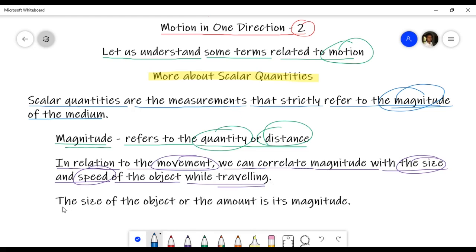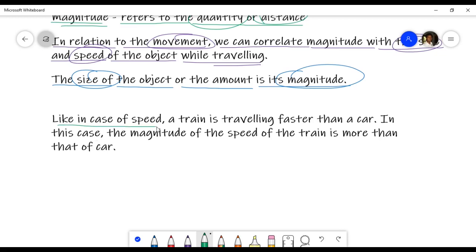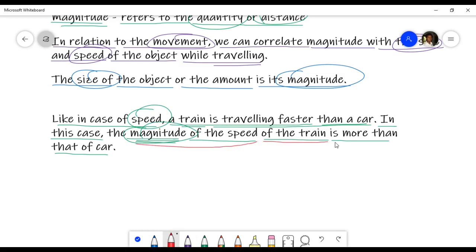So the size of the object or the amount is its magnitude, like the example we saw: weighing plate, 10 kilogram. So 10 kilogram is the magnitude. Like in the case of speed, a train is traveling faster than a car. In this case, the magnitude of the speed of the train is more than that of the car. So what's the magnitude? The size of the object or the amount is its magnitude.